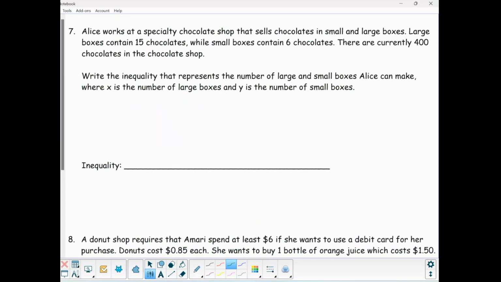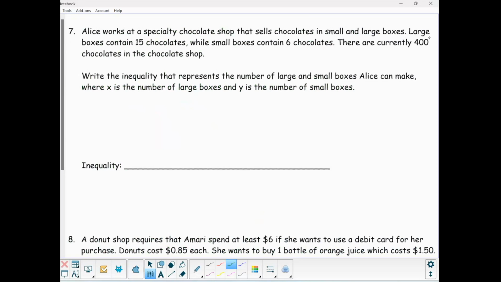Next one says, Alex works at a specialty chocolate shop that sells chocolate in small and large boxes. Large boxes contain 15 chocolates, while small boxes contain 6 chocolates. There are currently 400 chocolates in the chocolate shop. Write an inequality that represents the number of large and small boxes Alex can make, where x represents the number of large boxes, y represents the number of small boxes.